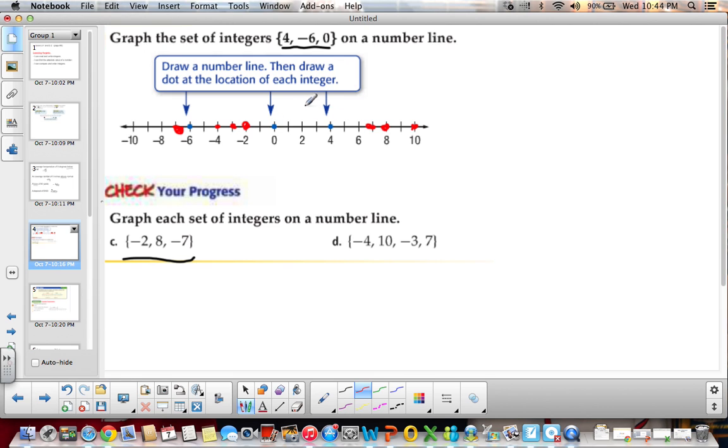Positives are anything to the right of 0, negatives anything to the left of 0. And the farther we get away from 0 on this side, the smaller the number is. Even though 20 is bigger than 10, -20 is going to be smaller than -10 because it's further away.